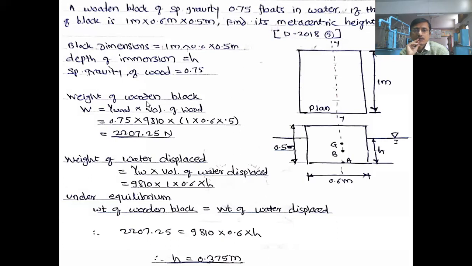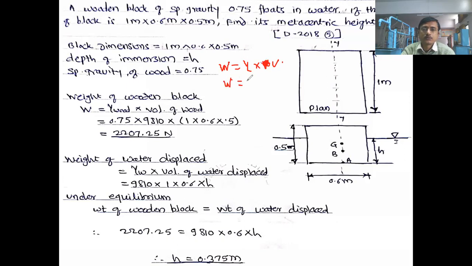Yes, anyone? Weight density of that block is equal to weight of volume upon volume. Then weight is equal to density of block into volume of block. Correct. But here density is not given, so how do we find out the density? Specific gravity of block is equal to weight density of block upon weight density of water.